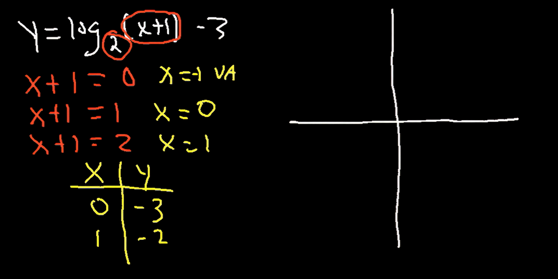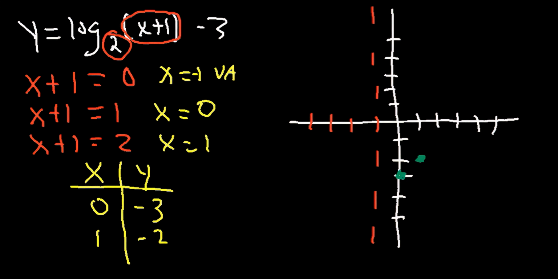So the first thing you want to do is plot the vertical asymptote, which is at negative 1. And then plug in your points. So we have our first point at (0, -3), which is over here, and then (1, -2). So start from the vertical asymptote and then follow the 2 points, and that's how you graph it.